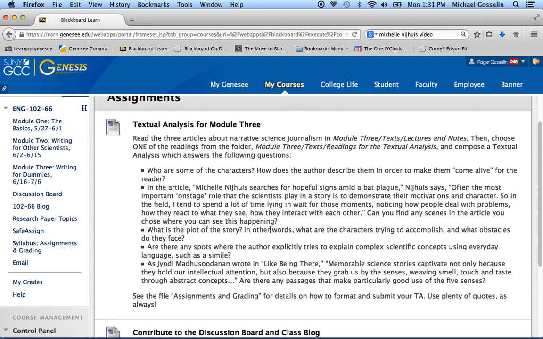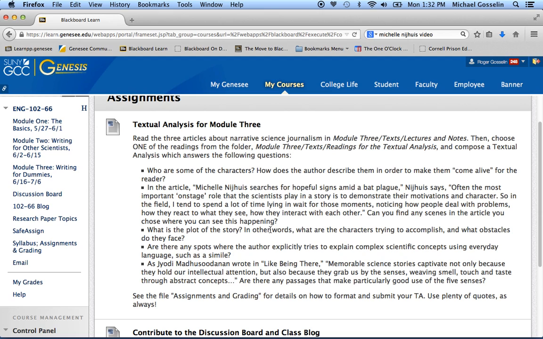I think I've mentioned there's one person in the bat story who has a little bat tattoo behind her ear, that kind of thing. In the article, Michelle Nijhuis searches for hopeful signs amid a bat plague. She says one of the most important onstage roles, often the most important, that the scientists play in a story is to demonstrate motivations and character. "I tend to spend a lot of time lying in wait for those moments, noticing how people deal with problems, how they react to what they see, how they interact with each other." In other words, that's called impromptu moments. So can you find any scenes in the article you chose where you see this happening?